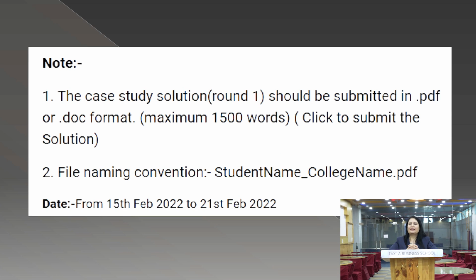And the case study solution, as I told you, should be in PDF and doc format. This is very important when you are writing down the name of your file: you have to use the student name and then your college name, and it can be a PDF or a Word file. I hope that answers all the questions. One important thing here, as I said, you will be making the case study analysis in 1500 words. That makes it around 3 to 5 pages.